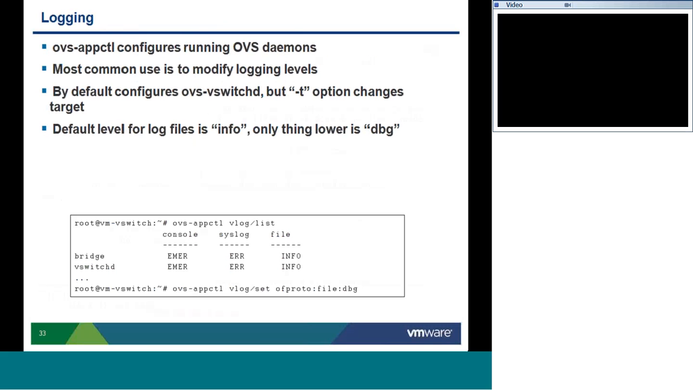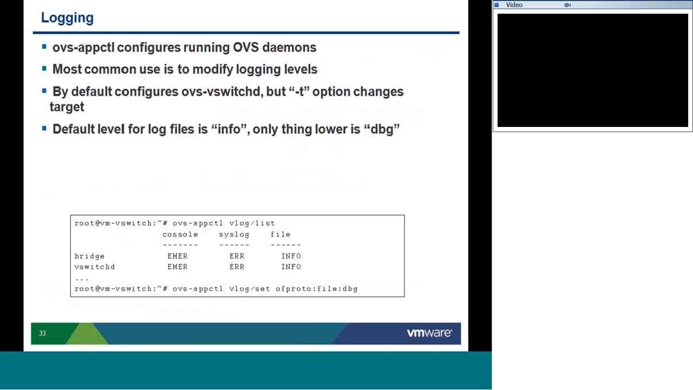And then logging, the last thing we'll talk about. ovs-appctl is what you use to configure the log. By default, if you don't specify a target, it'll use ovs-vswitchd. So you use -t if you wanted to look at the logging for ovsdb-server, for example. The default log level is info, and if you wanted to really dig into the details, you can configure it with the debug level using the ovs-appctl vlog/set command.